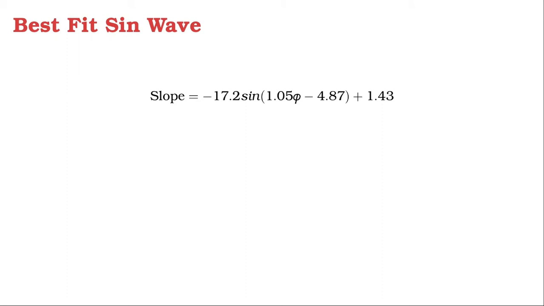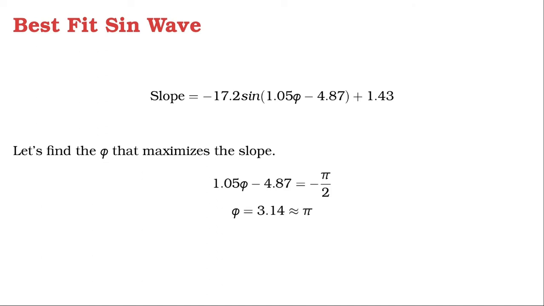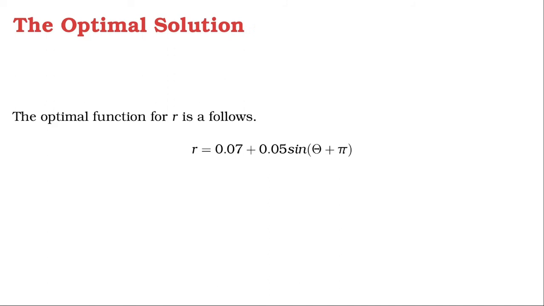Here's the equation of our best fit sine wave. Let's find the phi that maximizes the best fit slope. If we assume the value inside the sine should be equal to negative pi over 2, note the negative coefficient on the sine, then we would get phi equals pi.